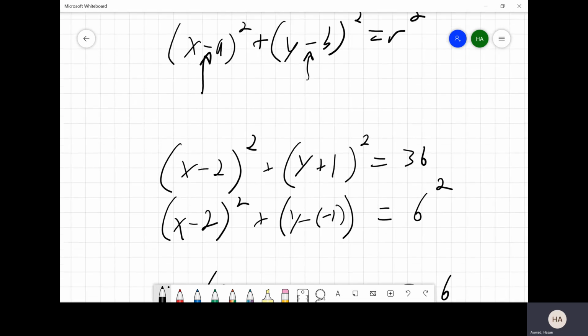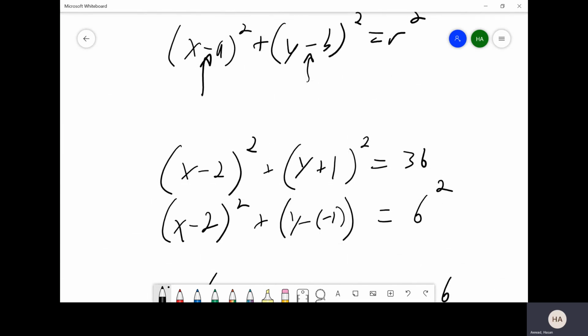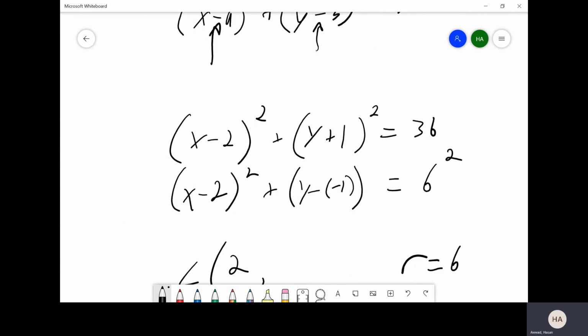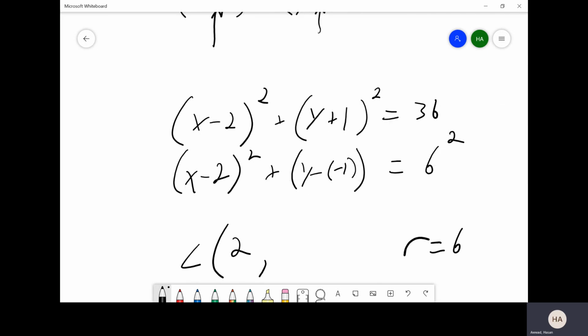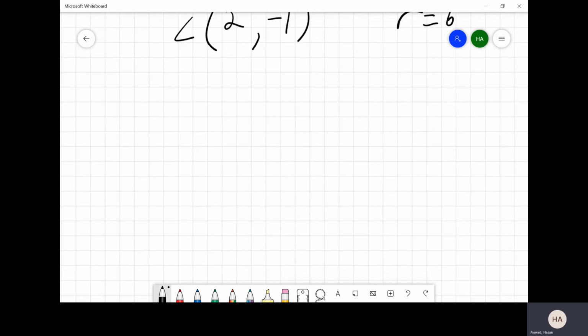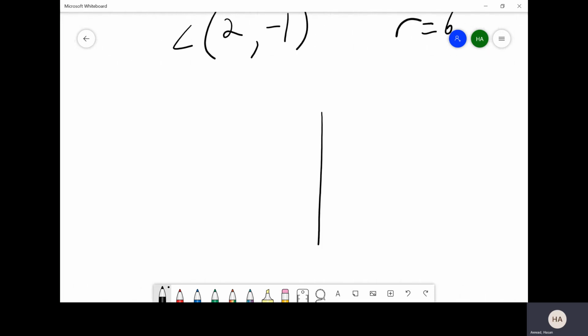So instead of intuition telling you that the y component of the center of my circle is positive 1, really, it's actually negative 1. So your center is (2, negative 1). Plotting this on a graph, it's going to be 2 units over, so 1, 2, and negative 1 down. So 2, negative 1. Our circle center is going to be right about here.